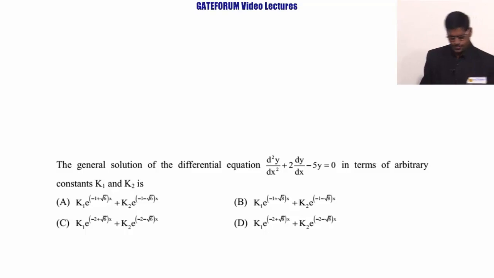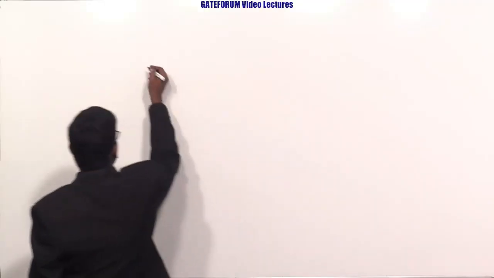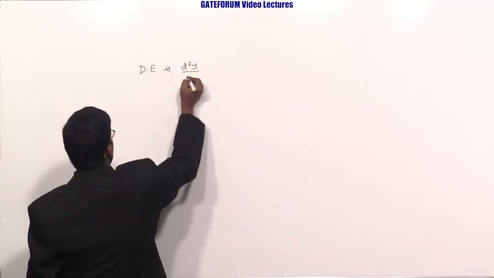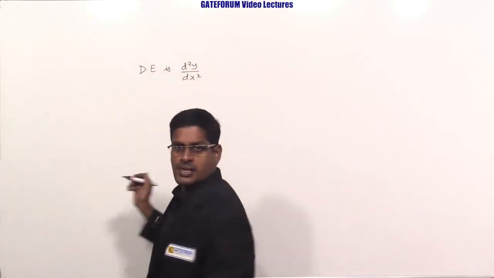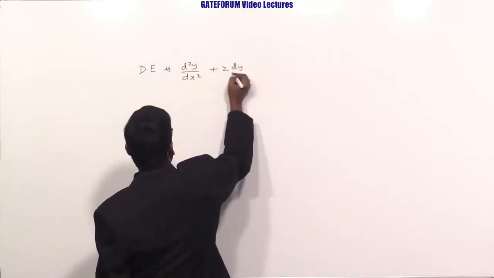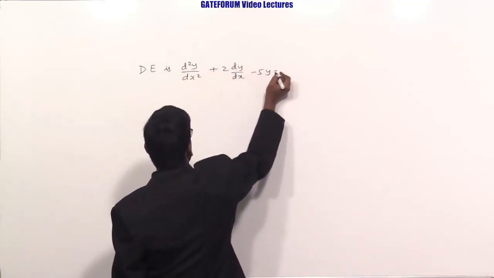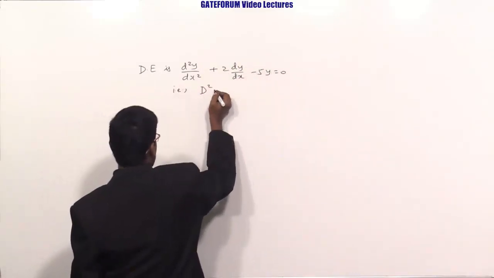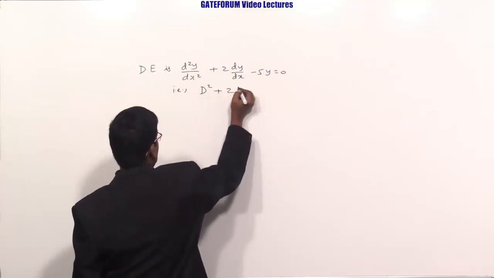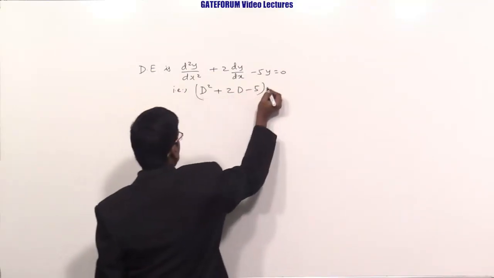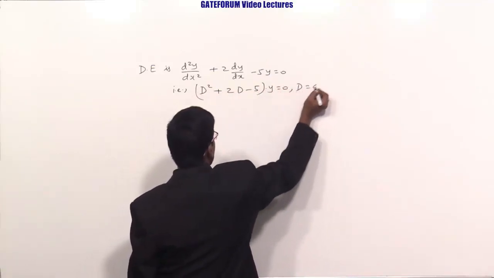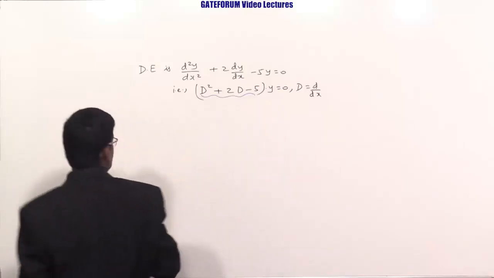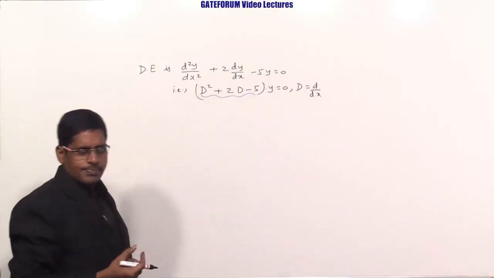The solution is, so the differential equation is usually denoted by DE, short form. d square y by dx square plus 2 dy by dx minus 5y is equal to 0. If you are interested, we can write in operator form where d by dx is equal to capital D. So this becomes (d square plus 2d minus 5) into y is equal to 0. This capital D is d by dx, which is comfortable for writing the auxiliary equation. This is f of d. So the auxiliary equation is obtained by putting d is equal to m.